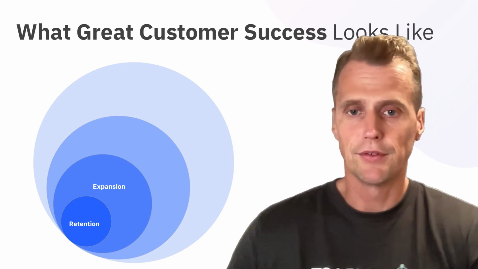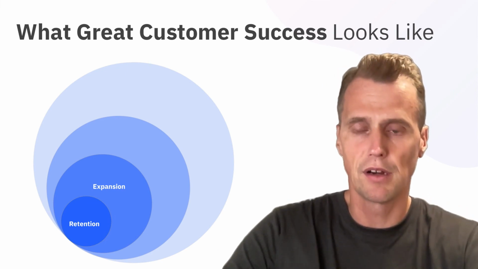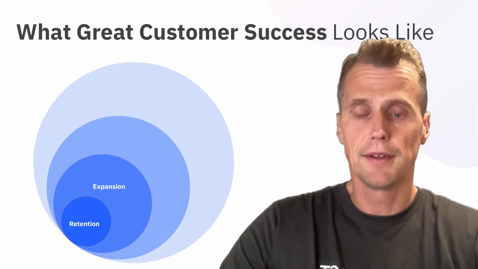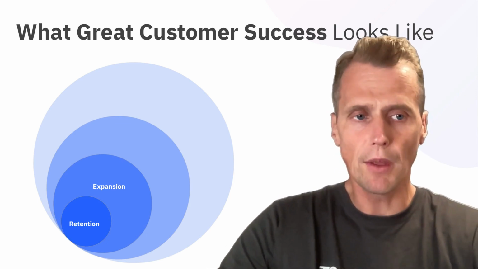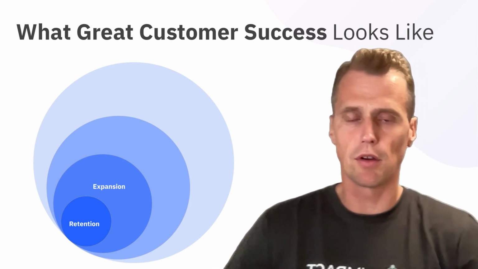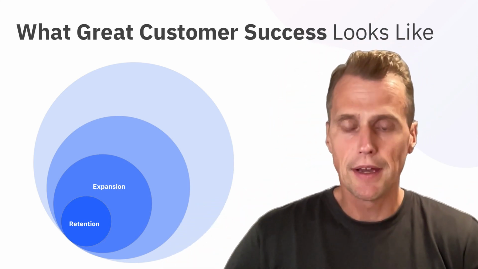If you have basically 5 to 7% churn, that means your customer is going to be with you for 15 plus years, and that's a long time, right? So retention is a key metric, of course. But what we're talking about today is expansion. And why does expansion matter?